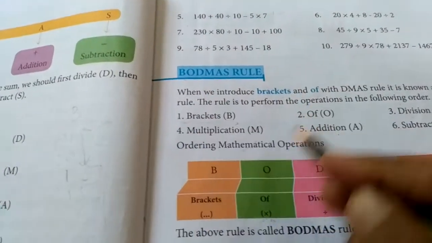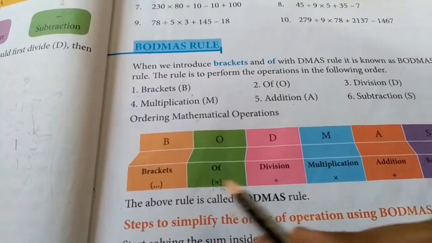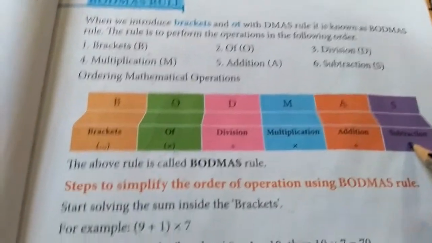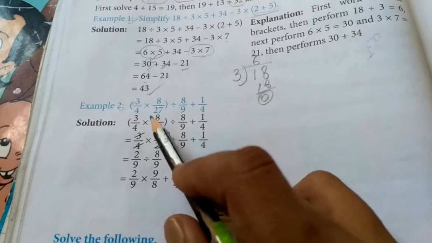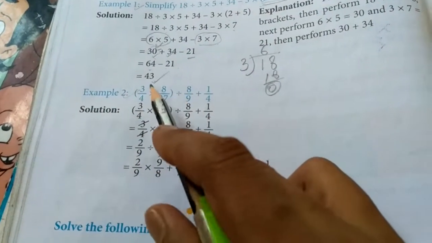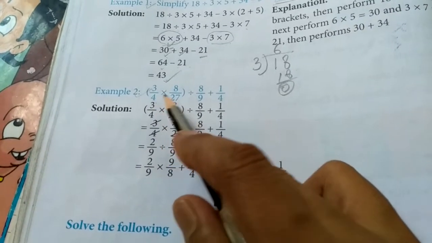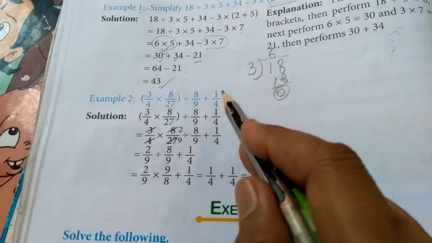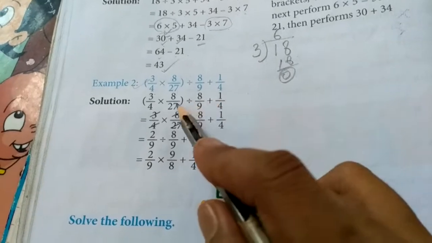You have to always remember, always keep in your mind this BODMAS rule: first you have to solve the bracket part, then the of part, then division, then multiplication, then addition, then subtraction part of that particular question. Now in this example you can see it is in the bracket and these are in the p upon q form. It is 3 upon 4 multiplied by 8 upon 27, divided by 8 upon 9, plus 1 upon 4. So it also will be solved stepwise.